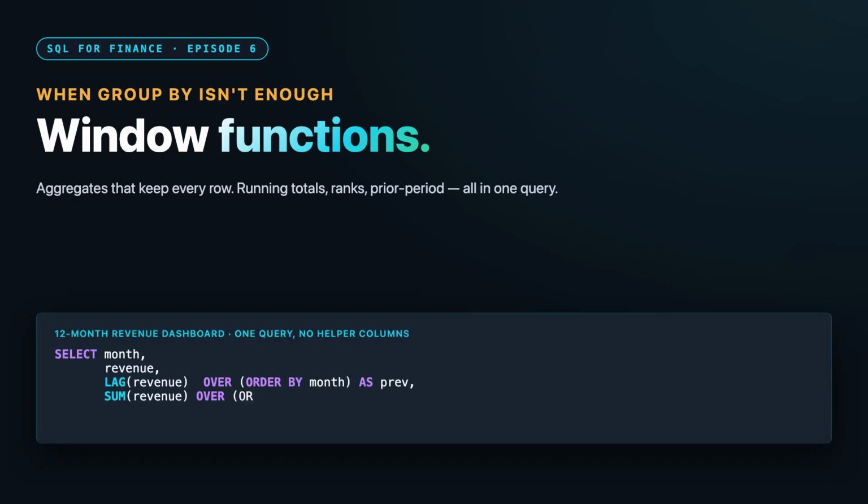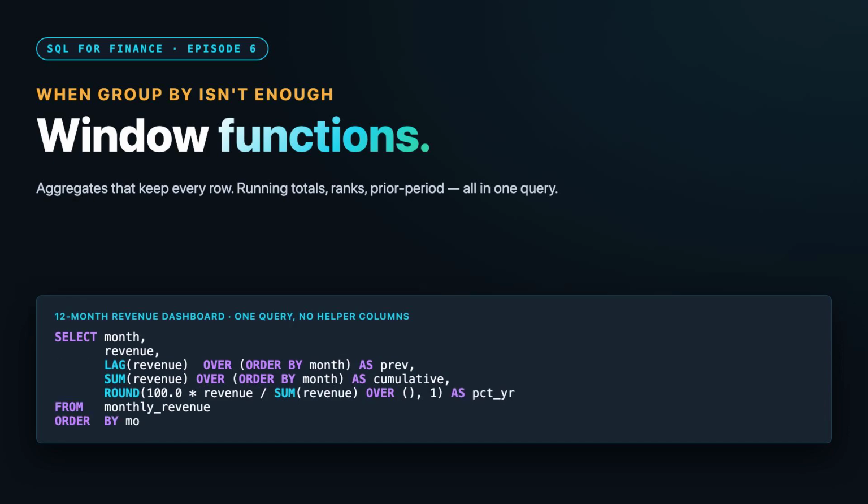By Episode 5, you can stage any reporting query inside a WITH clause and read it top to bottom. But running totals, prior period changes, ranks within a group, share of region, GROUP BY runs out of room. Today we cover the tool that fills that gap. Window functions. Aggregates that keep every row.